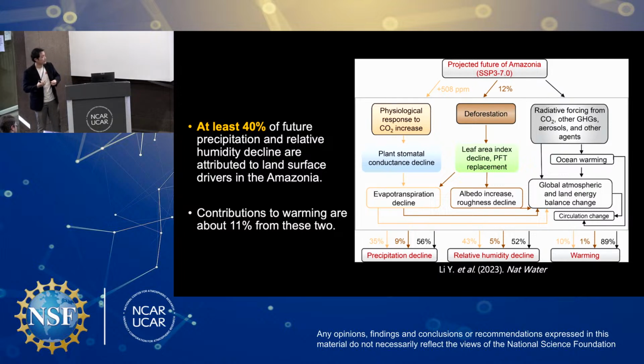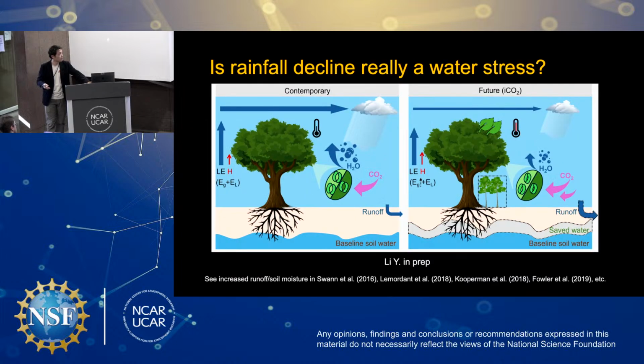We also do a similar attribution for the relative humidity. You can see the relative humidity effect is also pretty big: 43% of the future decline in the relative humidity in the Amazonia can be attributed to the CO2 physiology. And the warming is a combined 11% contribution, which is also consistent with Claire's paper before on the transient climate sensitivity contribution from the physiology experiment.